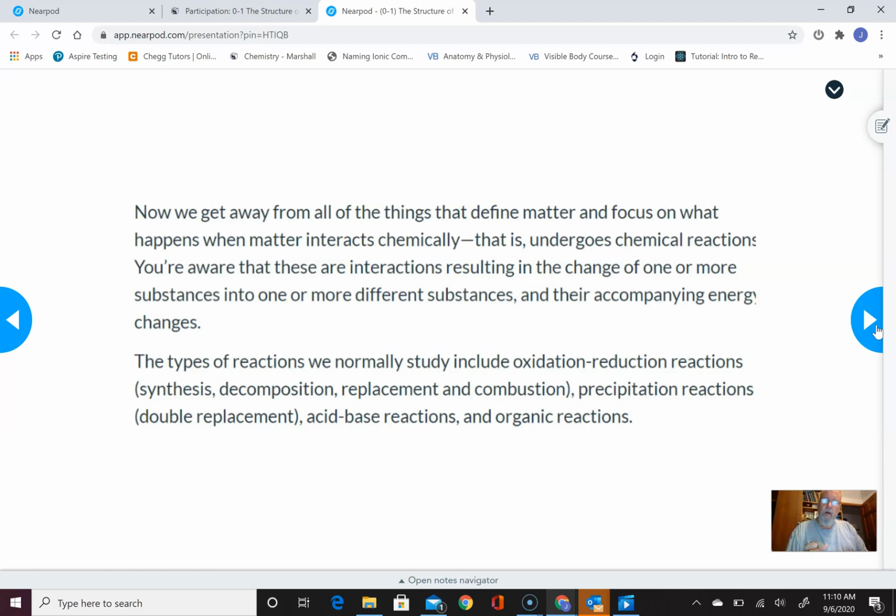And not only do we need to know about the changes that occur in the types of substances that we have. We've got substances that change from one type to another type. We also need to know what happens when the energy changes in those reactions. Okay, now you don't need to know about these types of reactions yet. You may have heard of some of them, but the types of reactions we normally study include oxidation reduction reactions, precipitation reactions, acid-base reactions, and organic reactions.